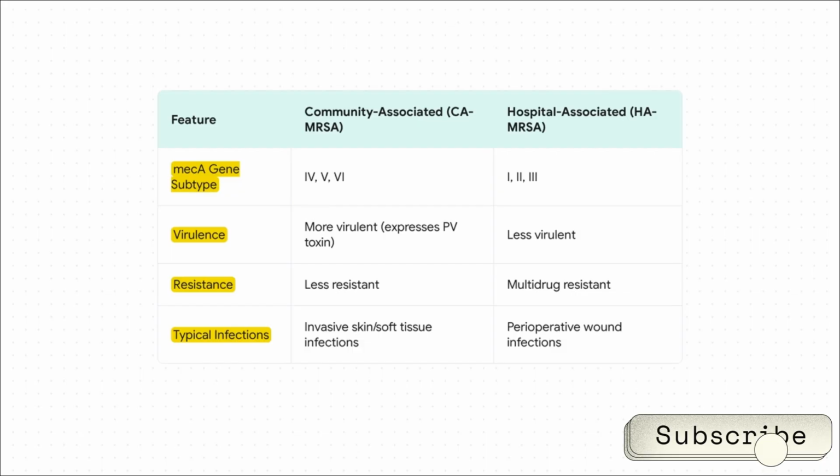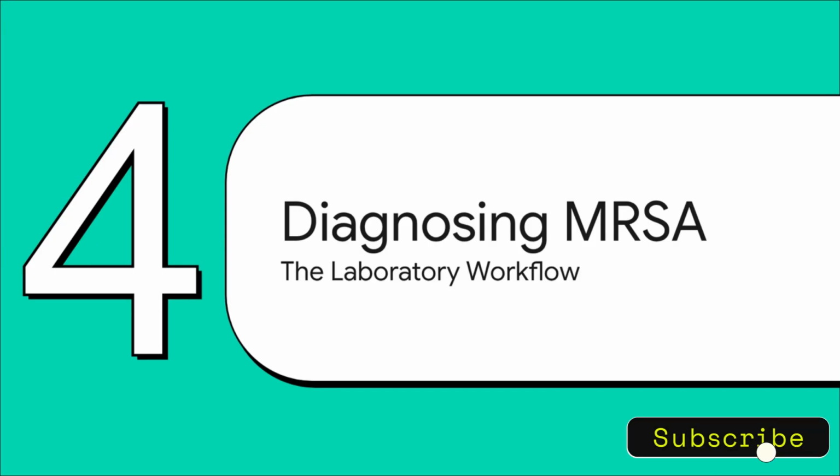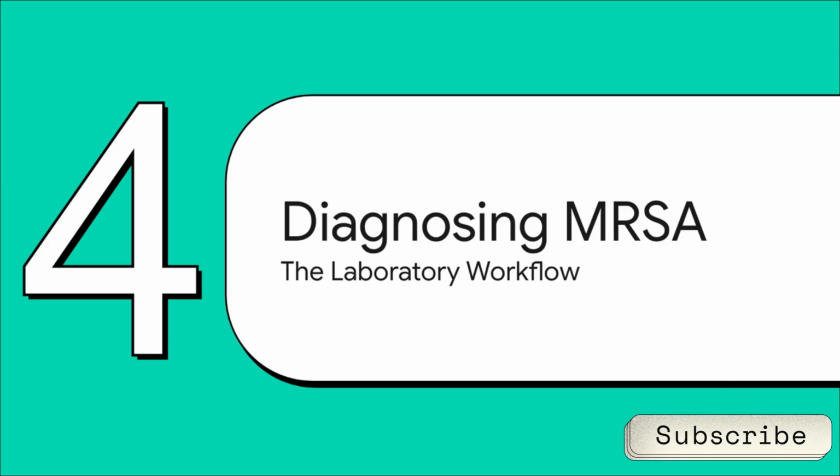On the other hand, hospital-associated MRSA is usually a bit less aggressive, but it's a master of defense. It's often resistant to a whole bunch of other antibiotic classes, making it an absolute nightmare to treat in patients who are already sick. Great, we've defined it, we've explained the mechanism, we've covered the types. So how do we actually prove a patient has it? Laying out the lab workflow shows you have a really complete, practical grasp of the topic.